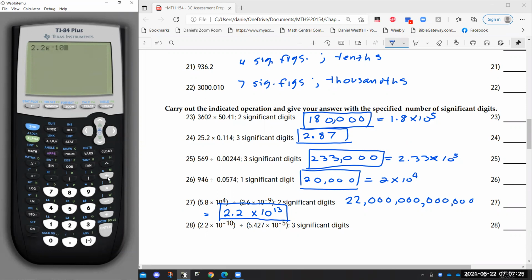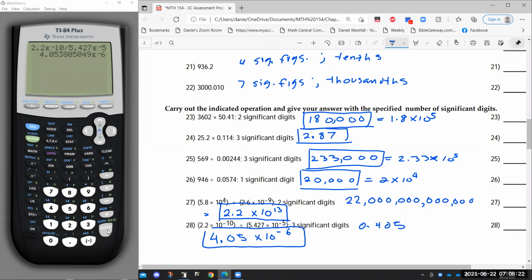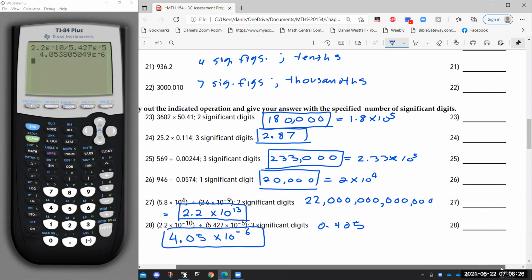So this is going to be -10 divided by 5.427 times 10 to the -5th. We want 3 significant digits. So that's going to be 4.05 times 10 to the -6th, like that. And if we wanted the long form of this, this would be 0.405. I'd go with this one for that answer because my question was given to me in scientific notation.